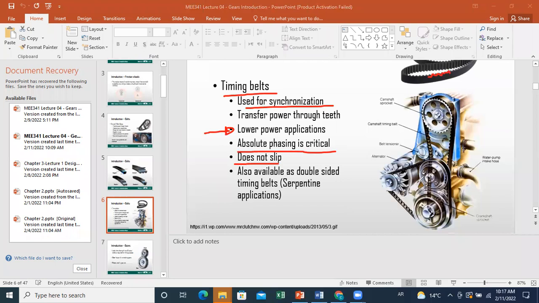Sometimes also, one good thing is that you have this configuration available as double-sided timing belts. So you can have teeth on both sides. Okay, and this will allow you to create serpentine applications where your belt is double-sided and can be used from both sides.